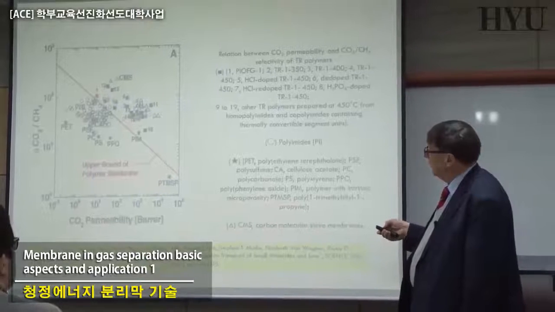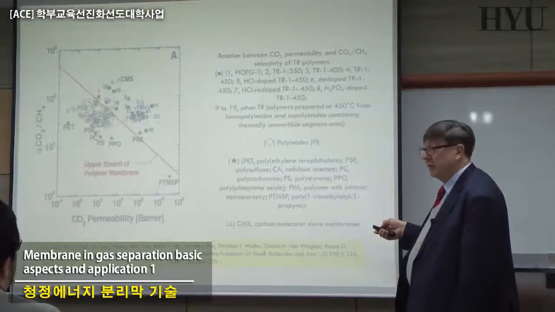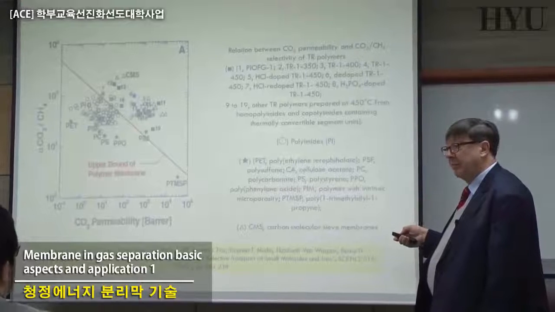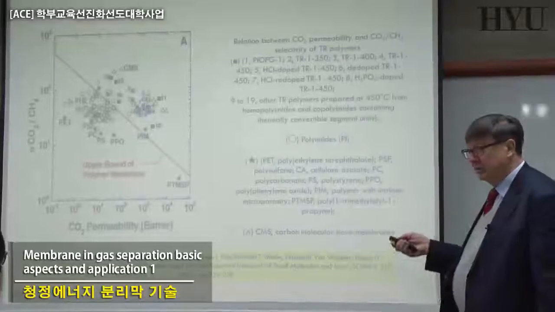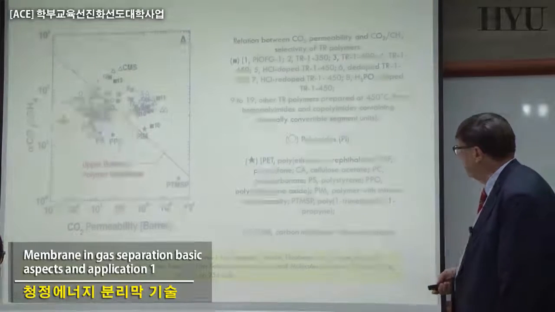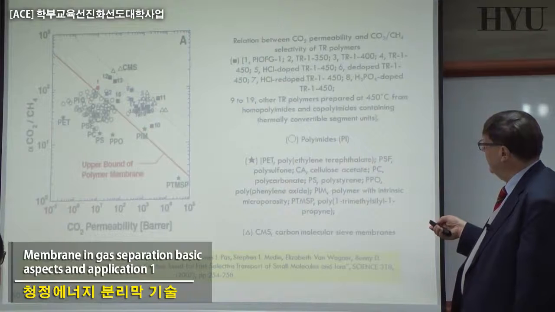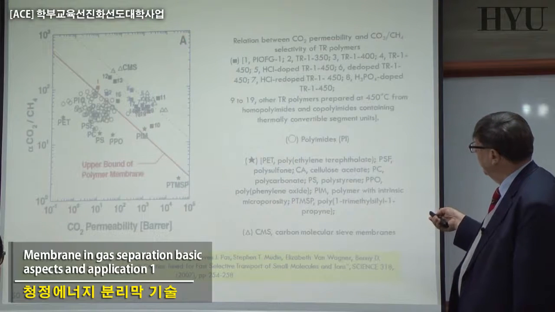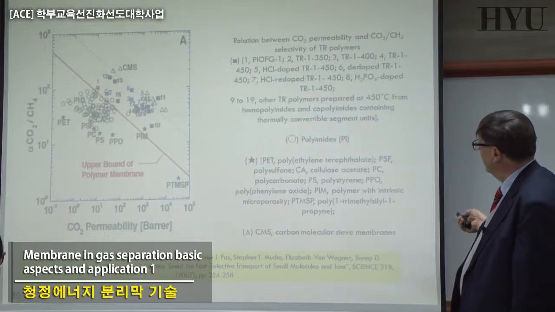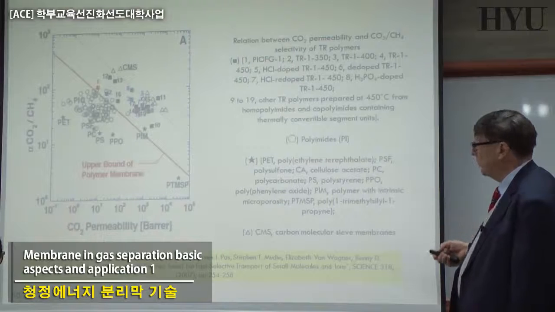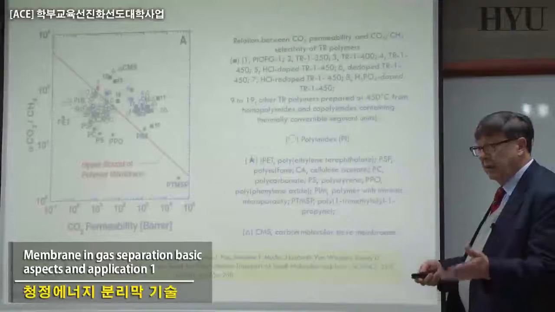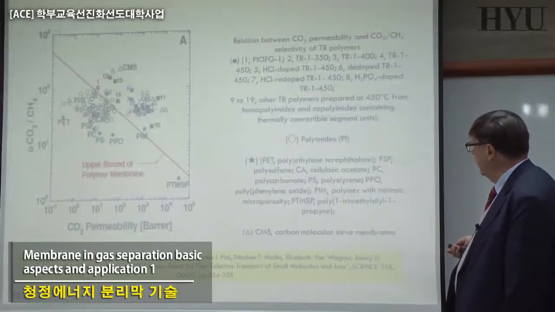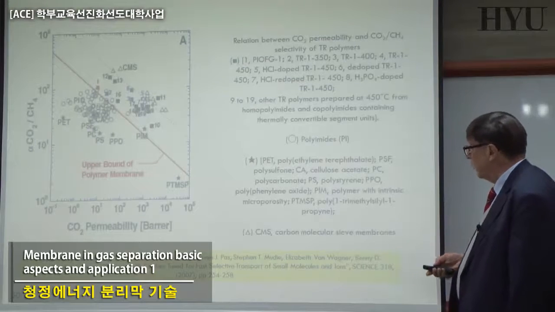If you look at the data obtained today, they are overcoming quite easily all the limits of the Robeson upper bound for CO2 and methane, which is one of the important areas. The numbers 9 to 19 here are all TR polymers prepared at 450 degrees from homopolymers and copolymers containing thermally convertible segment units. Most of this work is done here at Hanyang University, and all these materials are quite promising.